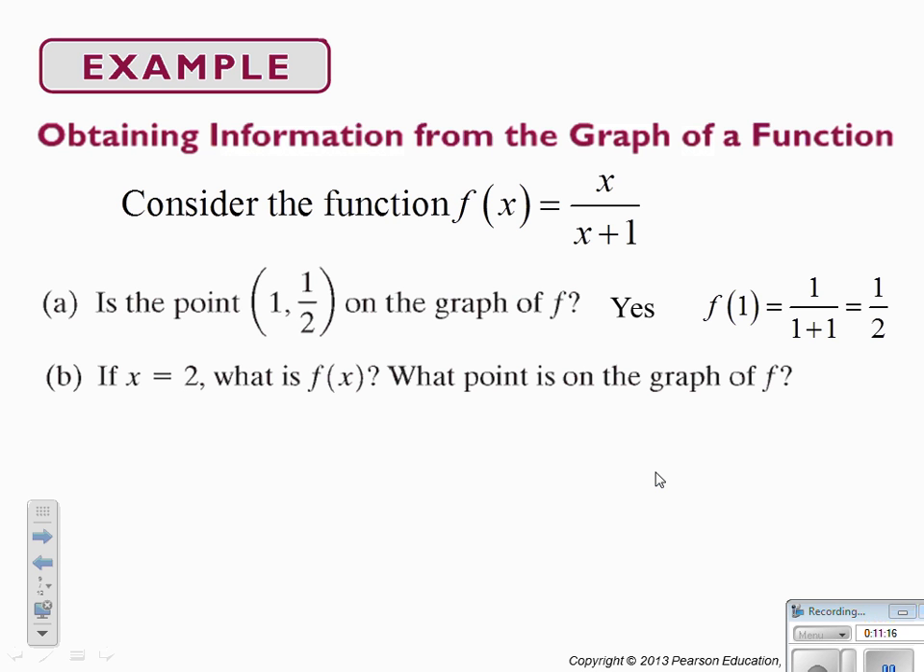Our second question, if x is equal to 2, what is f of x? What point is on the graph of f? So we are going to plug in 2 to our function. F of 2 is equal to 2 over 2 plus 1, which is 2/3. So the point on the graph is 2 comma 2/3. So in this case, we're doing the opposite. We're just taking the function and identifying points on our graph.